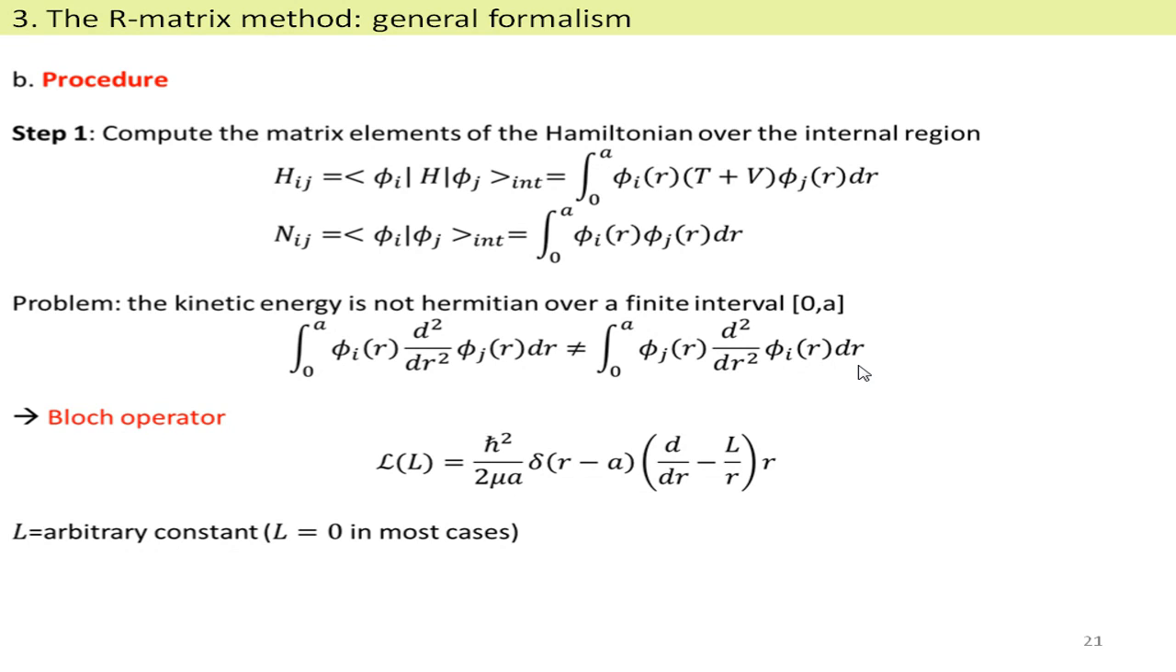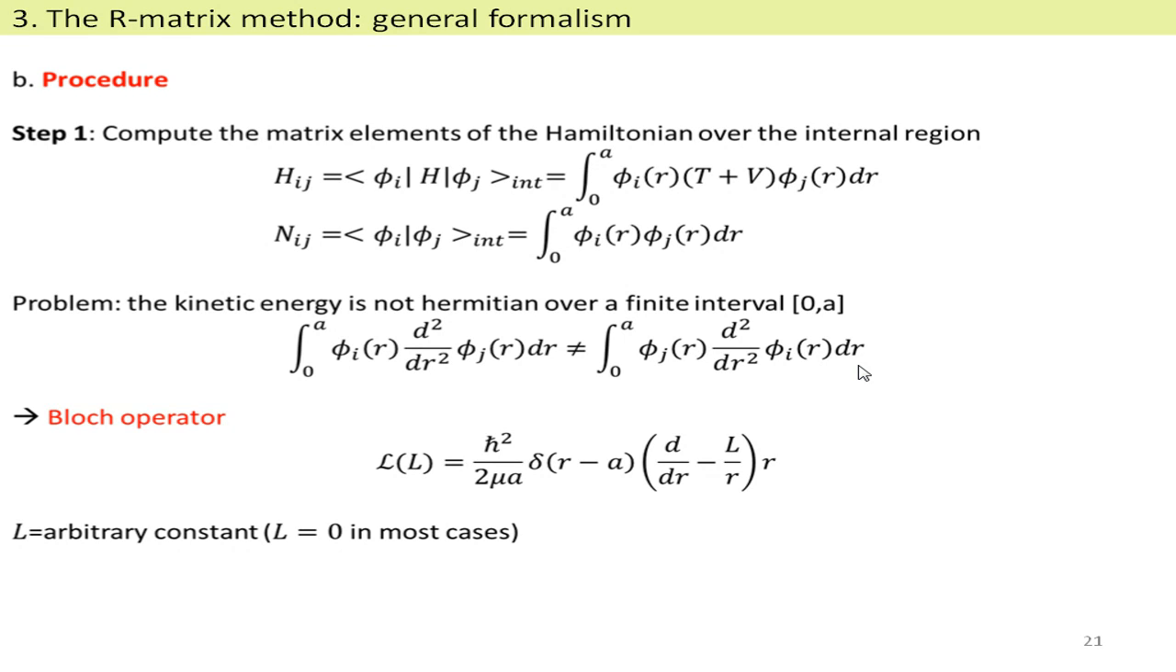And you can see from that there is a problem with the kinetic energy. The problem is that the kinetic energy is not Hermitian if the range is finite, because if you take the matrix element of the second derivative here, it's not symmetric. There is a term coming from well-known analytical properties, so you cannot exchange i and j if the upper limit is finite.